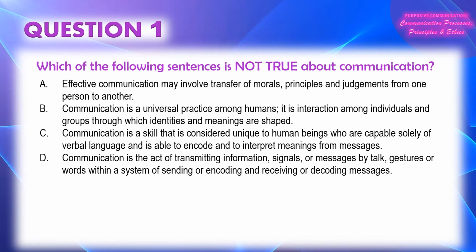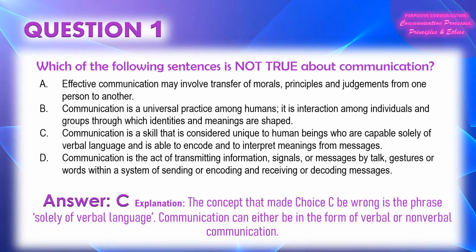Question 1. Which of the following sentences is not true about communication? Answer: C. Communication is a skill that is considered unique to human beings who are capable solely of verbal language and is able to encode and to interpret meanings from messages. Choice C is an obvious answer because of the phrase "solely of verbal language." Remember that communication can either be in the form of verbal or nonverbal communication.